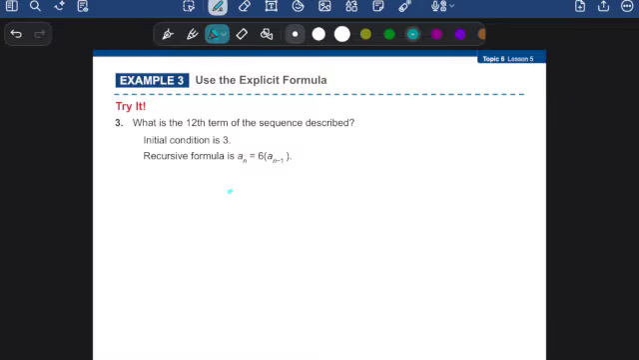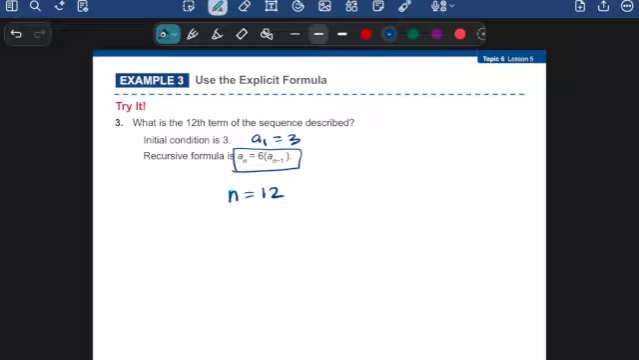So that means n equals 12. The initial condition is 3, which means the first term is 3. And then they gave us the recursive formula. Can we figure out the explicit formula from this recursive formula? Well, remember, the recursive formula tells us something very important. We can just look at it and see the pattern. What are we multiplying by? We are multiplying by 6. So our common ratio is 6.